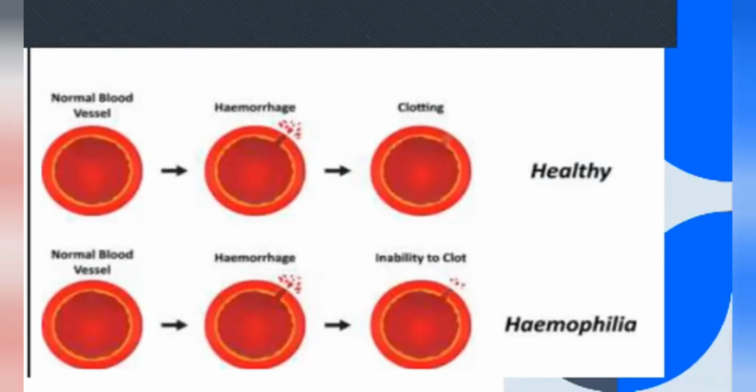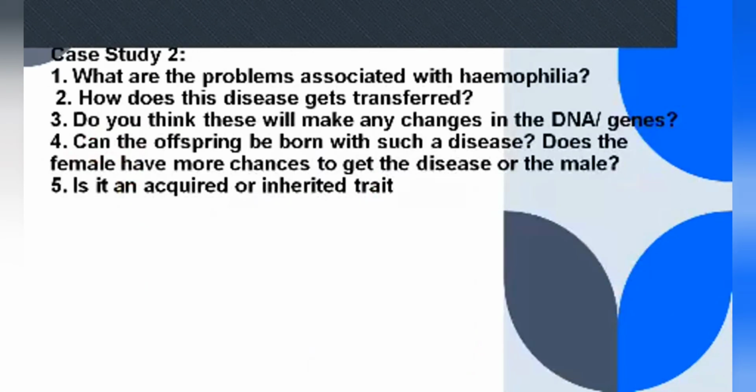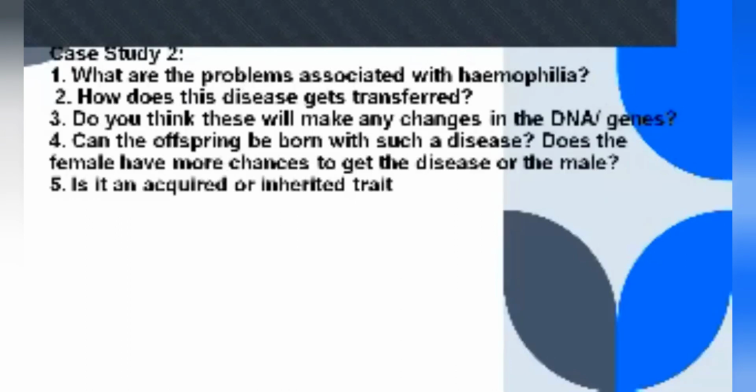So this kind of diagram based question: what are the problems associated with hemophilia? How does this disease get transferred? Do you think this will make any changes in the DNA or genes? Or can the offspring be born with such diseases? Does the female have more chances to get the disease or the male? Is it acquired or inherited? So all these kinds of questionnaires related to practical life situations, you can have this kind of case study questions with some pictures, with some paragraphs.